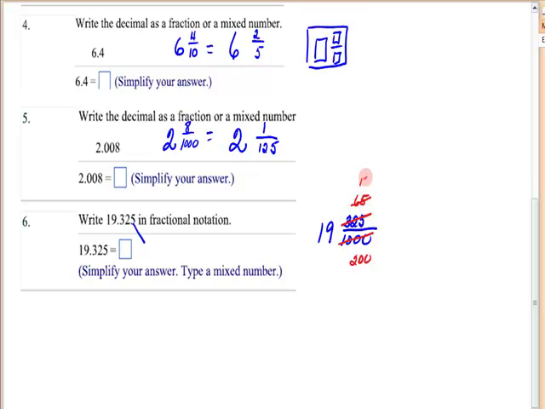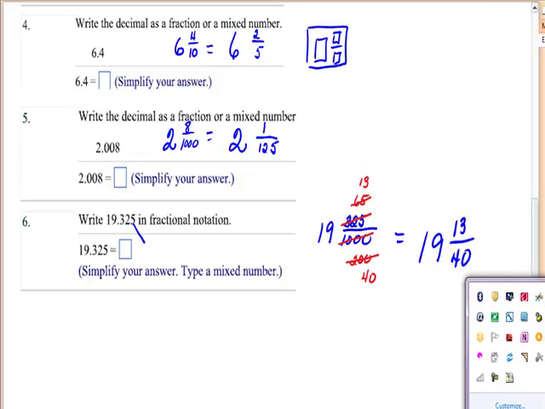5 will go into 65 13 times. 5 will go into 200 40 times. So this should reduce to 19 and 13/40. Okay, so you should be able to change these decimals first into fraction or mixed number form and then reduce to lowest terms.